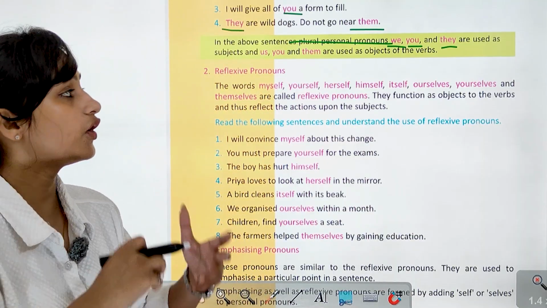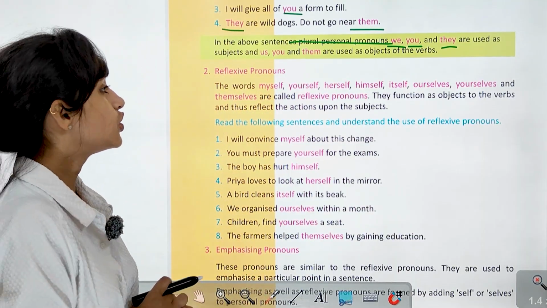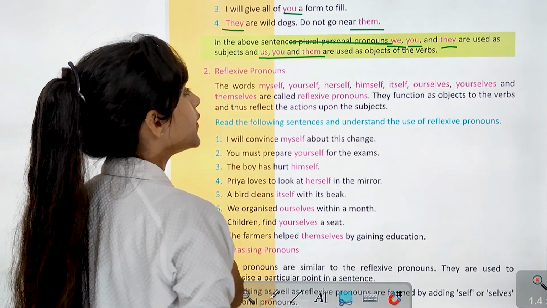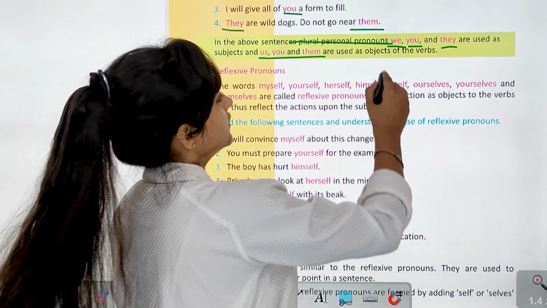जब एक से ज़्यादा होते हैं और एक दो से भी ज़्यादा होते हैं. So, we is used as subject, and us, you, and them are used as object of the verb.